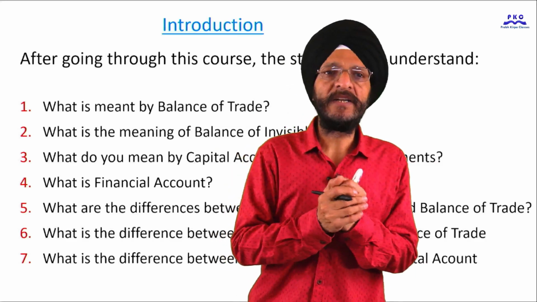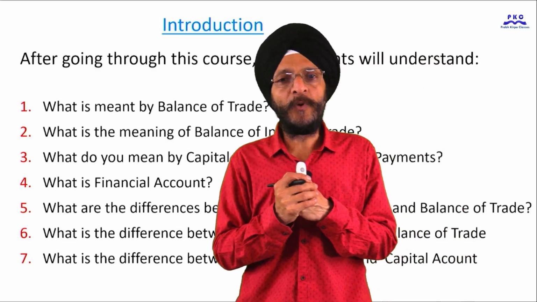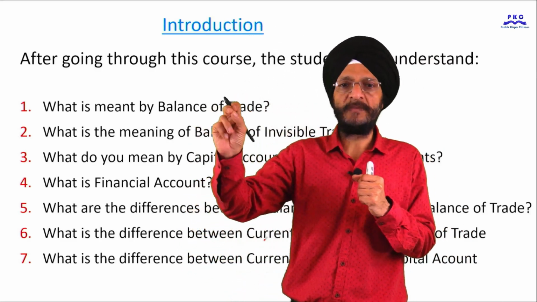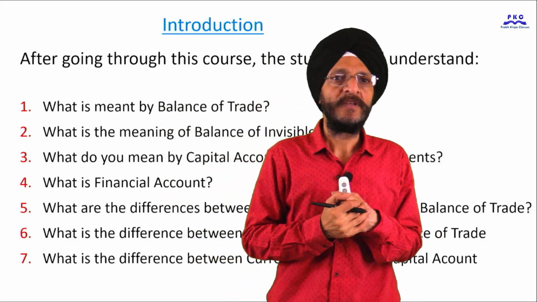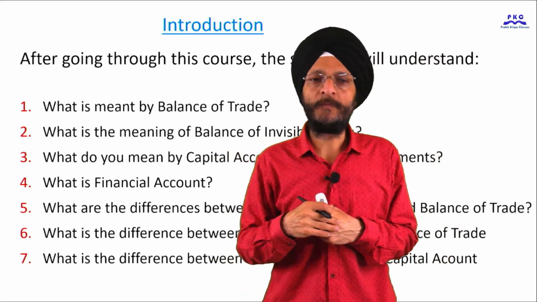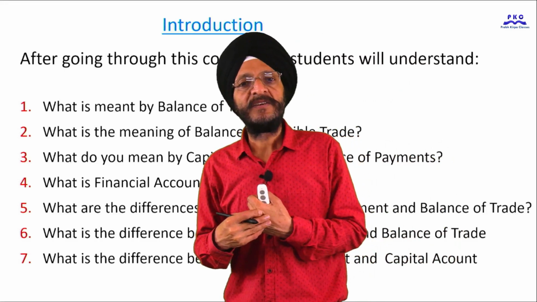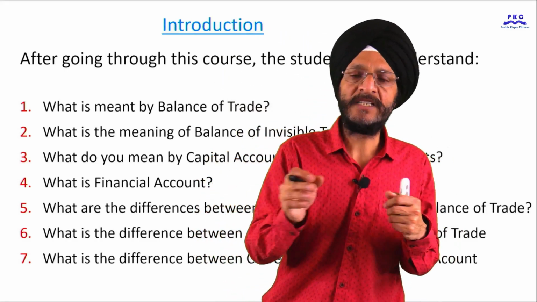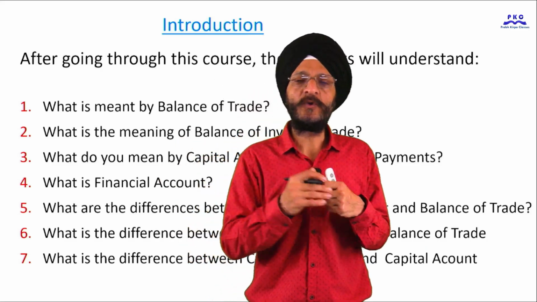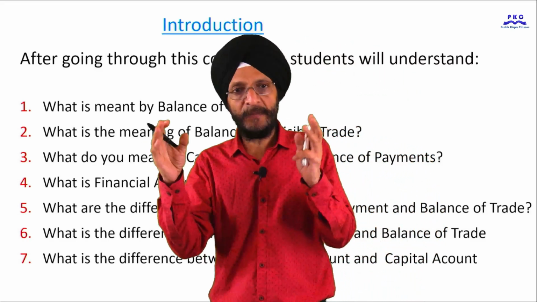Balance of invisible trade is the difference between export and import of invisible items, that is the services such as insurance, banking, shipping, transportation, etc. We will also understand the meaning of capital account in balance of payments. In the case of capital account, we record the transactions which pertain to acquisition and disposal of non-produced and non-financial assets. In the capital account, we also record the transactions pertaining to capital transfers, for example, debt forgiveness.